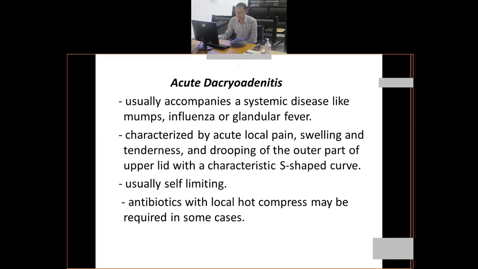Acute dacryoadenitis usually accompanies a systemic disease like mumps, influenza, glandular fever. It is characterized by local acute pain, swelling, tenderness, drooping of the outer part of the upper lid with characteristic S-shaped curve. It is usually self-limiting. Antibiotic with local hot compress may be required in some cases.